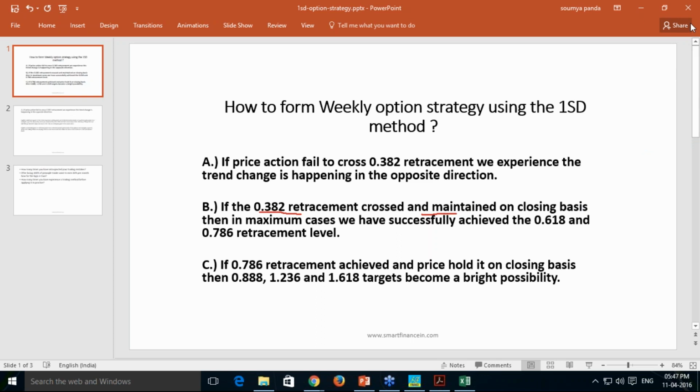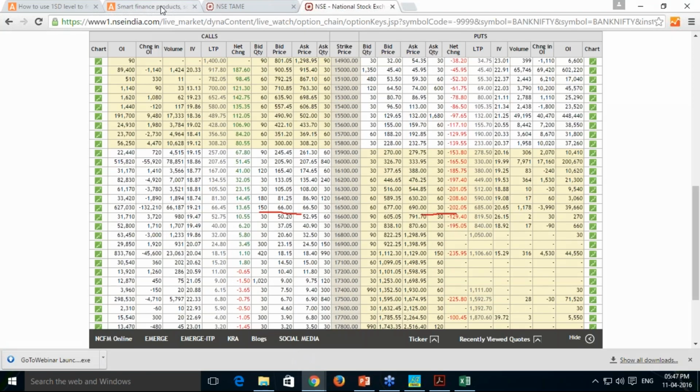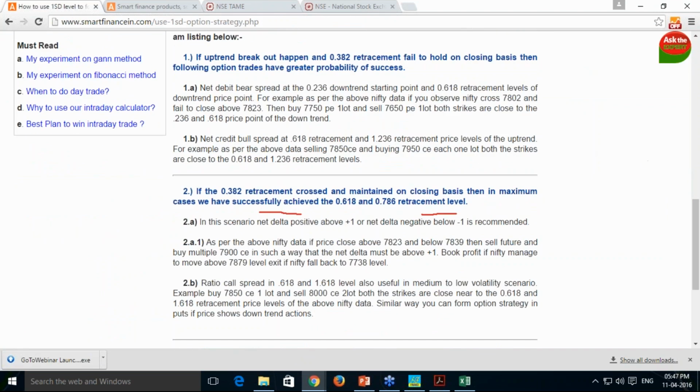In a trending market, what can be done? There also I have listed a few strategies. You can form any number of strategies in this particular situation; I have given a few examples here. In this scenario, form a net delta positive above +1 or a net delta negative -1 based on the trend breakout. So net delta +1 or net delta -1 is recommended based on the trend breakout.